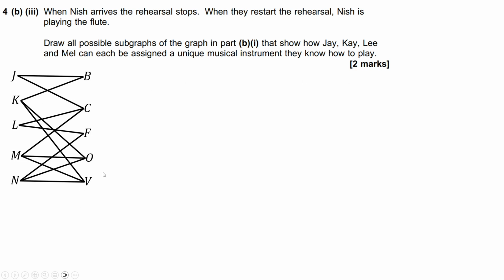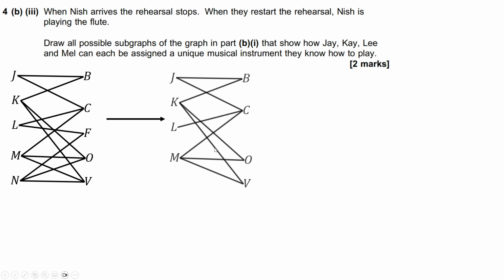Okay, so this is just the initial graph that I've copied over. We're told that Nish is playing the flute, so I'm just going to give him sole access to the flute. So N here, I've removed him, and then I've removed F as well because that's what he's doing. Anything else that would have been connected to F is irrelevant because they can't take that instrument, because he's playing it. Okay, so this is one possible one.